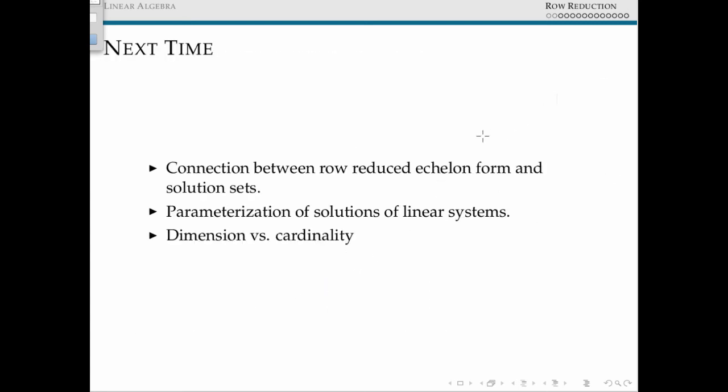And that's about it. So in the next video, we're going to look at the connection between these row-reduced echelon forms and how we can immediately read off from those what our solution sets look like, and we can parameterize them. And we'll talk about this in the next video.